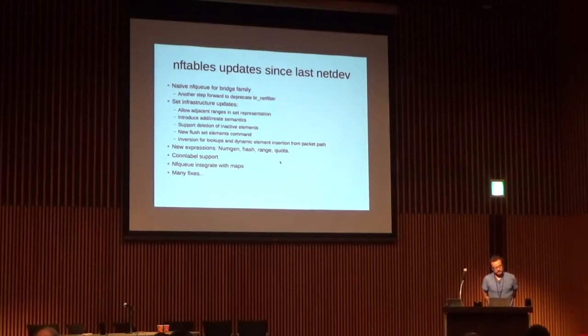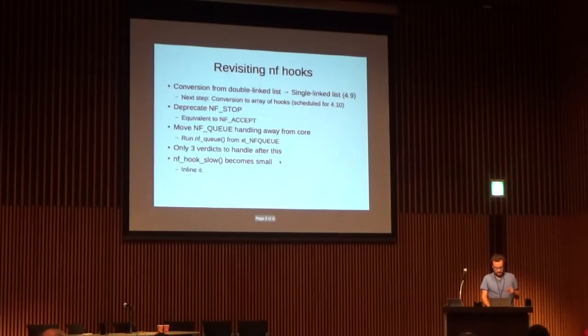Code label support that was missing, and NFQ integration with maps that was also lacking. So we fully explored the infrastructure available in nftables. NFQ originally was implemented in a way that basically makes it work exactly the same way that iptables operates, so you need one rule per configuration. Now you can use maps, and using maps means that with one single rule you can decide to what queue you want to send the packet. So that's very important to exploit the map infrastructure. So we also made lots of fixes.